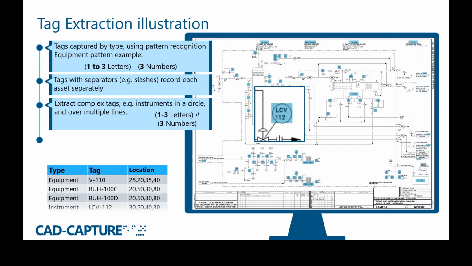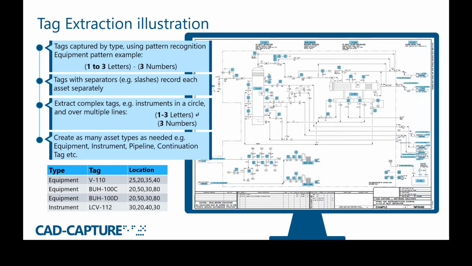We're able to extract complex tags such as instrumentation within bubbles, and we can add further intelligence using AI and machine learning, so we can recognize certain tags and identify them by their proximity to arcs or to circles and bubbles. And again, this information is all entered in the table and therefore the database.